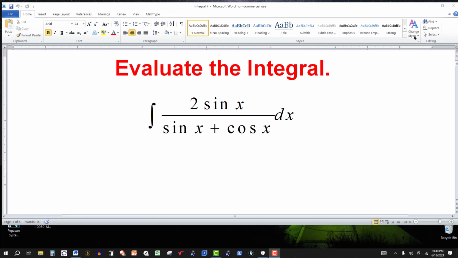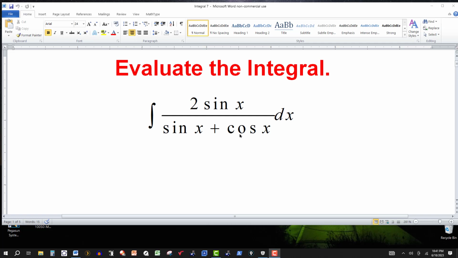In this video, we want to evaluate the integral of 2 sine of x over sine of x plus cosine of x. Now, this is very similar to another integral we did in a previous video, where we basically multiplied the integral by 1 and then what amounted to adding 0 to the integrand. I'll put a link to that video in the description.